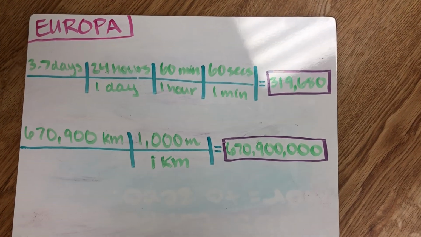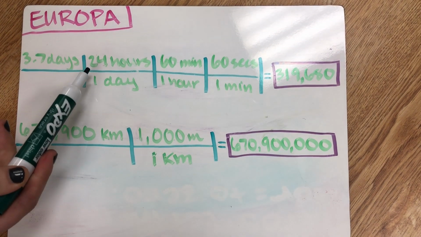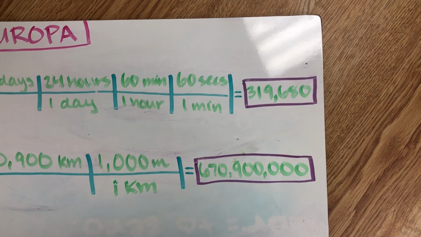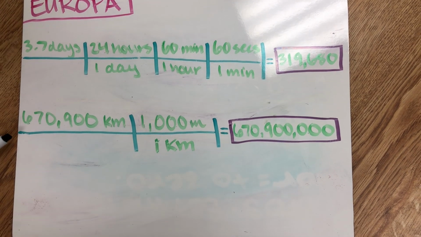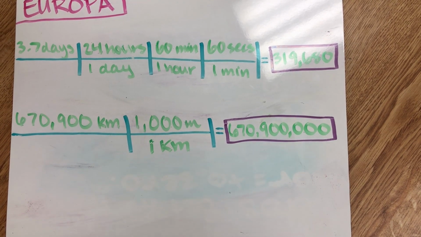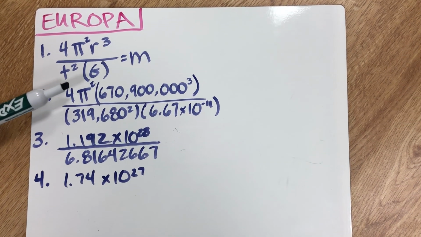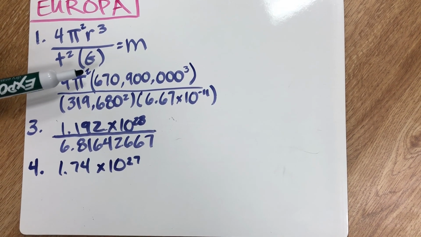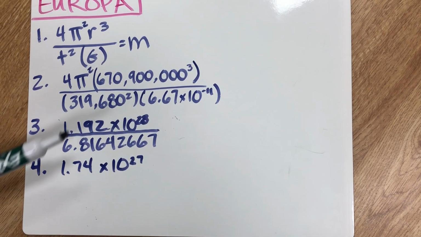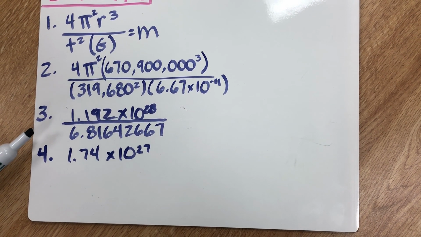For the next planets, we're just going to be doing the same thing, where we take our period that we got from the chart and multiply it by 24 hours, 60 minutes, and 60 seconds to get our final days in seconds. The same thing that we do for kilometers, where we take the large number and multiply it by 1,000 to get our final in terms of meters. We're going to use the same process of plugging in the numbers that we just got, with the radius being the kilometers converted into meters, and the time being the days converted into seconds. We multiply the top and multiply the bottom and simplify it down.